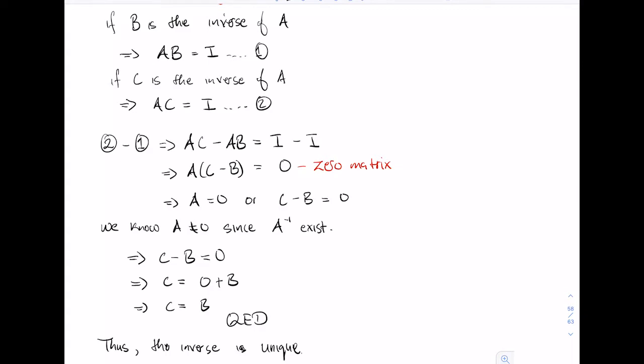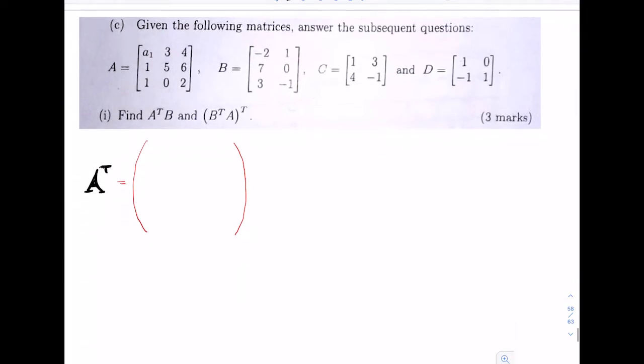Okay, moving right along. We now look at another question which gives us the transpose property, along with multiplication of matrices. So here we're given the following matrices, and we are going to answer the subsequent question. Here we're looking at part I, and it says find A transpose multiplied by B. Here we have A being this matrix and B being this matrix.